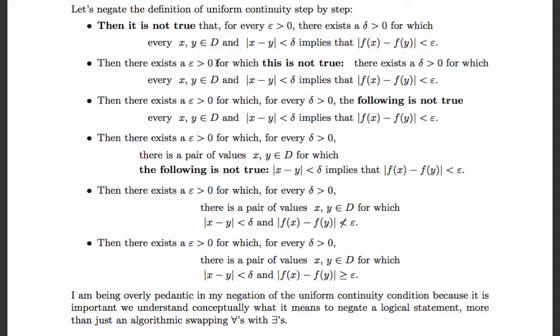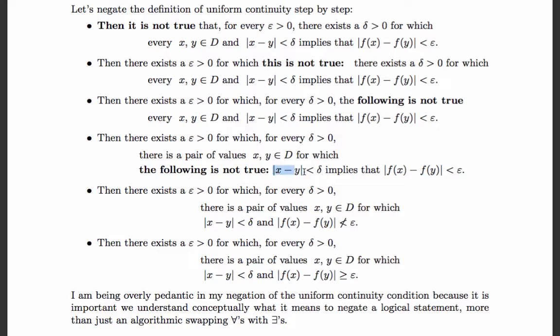Because in the previous, I said it's not true that there exists a delta. In other words, for every delta, what follows is not true. And what follows? Well, that there's an x and y in the domain within delta of each other, implying that f of x and f of y are within epsilon of each other. So if this statement here is not true for every delta corresponding to an epsilon, then there exists an epsilon greater than 0, for which for every delta that's greater than 0, there's a corresponding pair of values x and y in D for which this is not true.